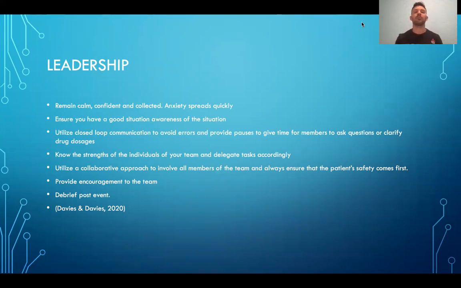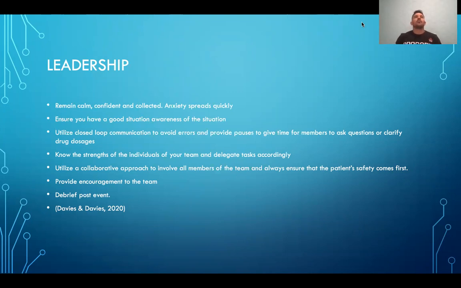You're going to utilize a collaborative approach, so involve all members of the team in the decision-making process. That means everybody feels that they have a say, and reiterate that the patient's safety comes first. You're going to provide ongoing encouragement to the team.